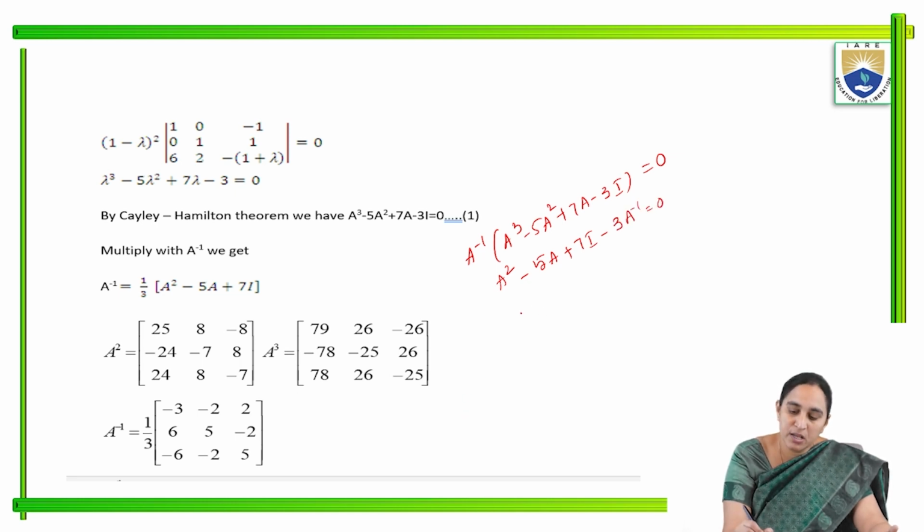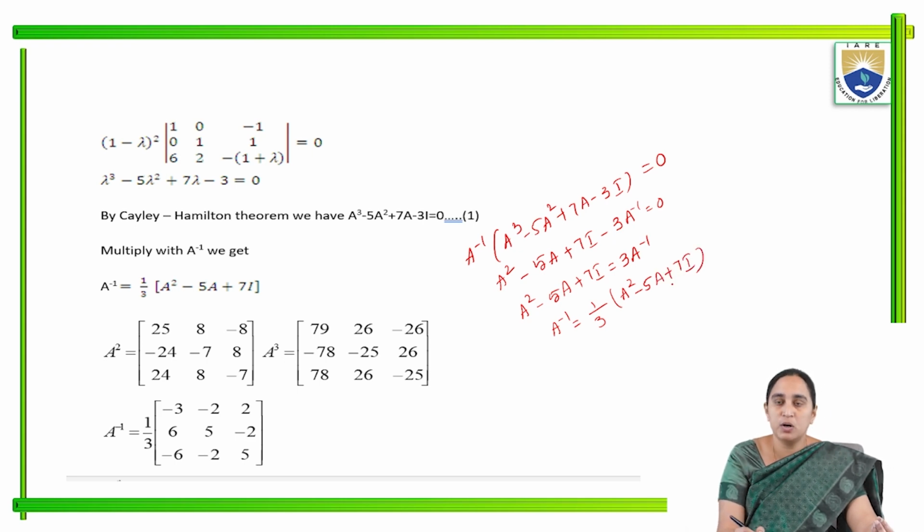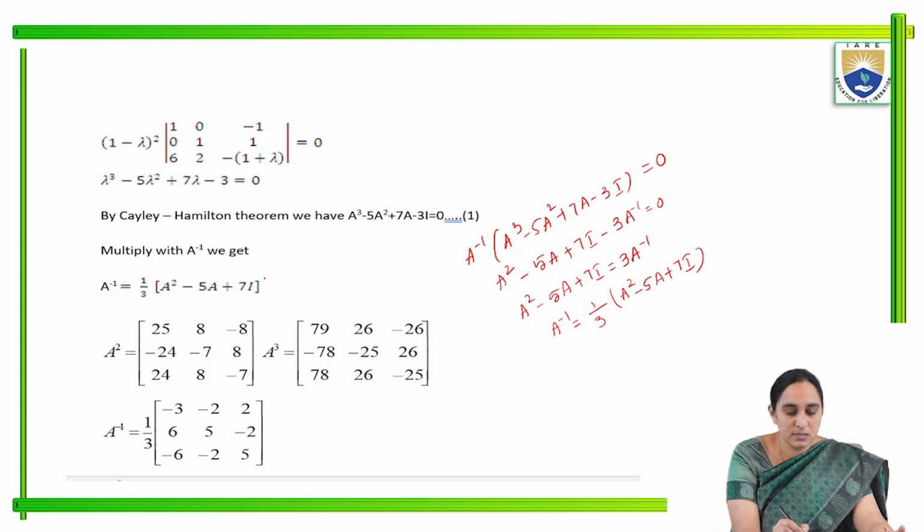From that, what about A inverse? A square minus 5A plus 7I is equal to 3 into A inverse. From that, A inverse is equal to 1 by 3 into A square minus 5A plus 7I.